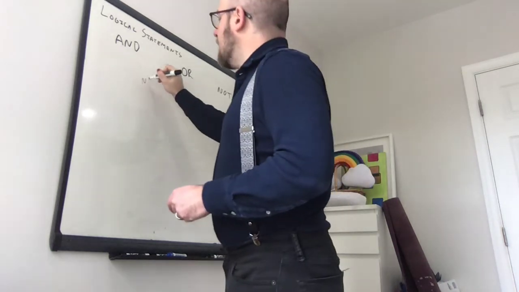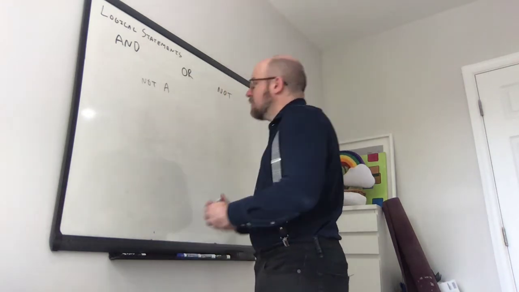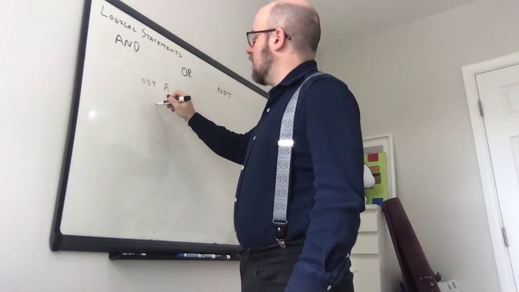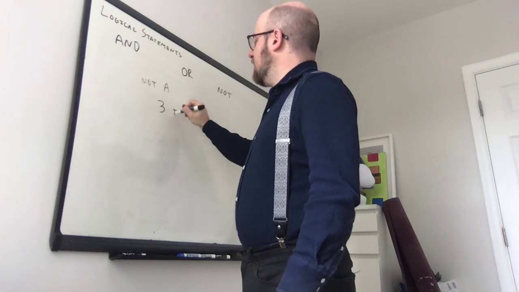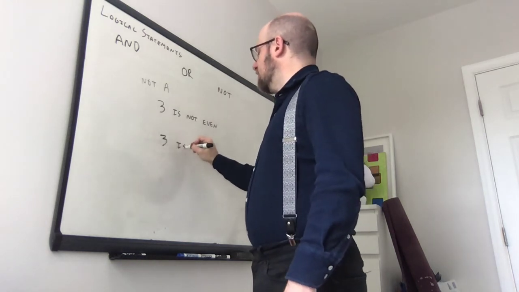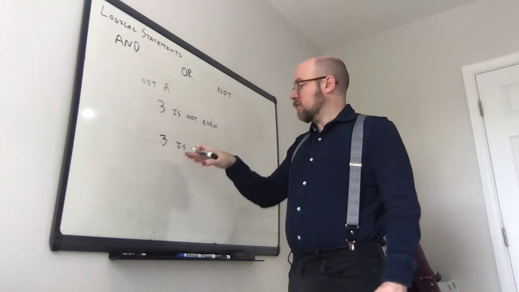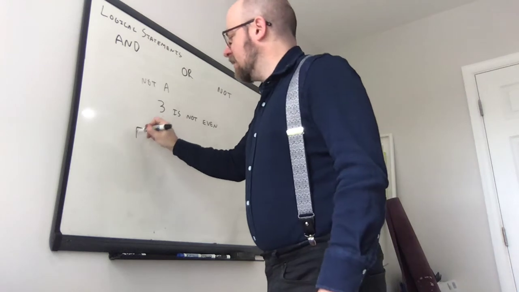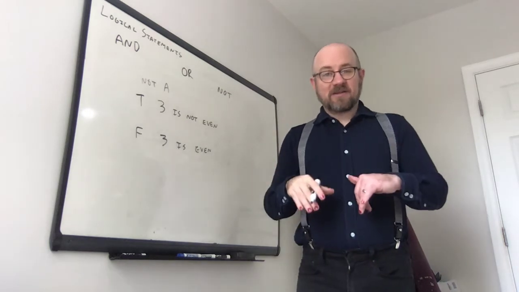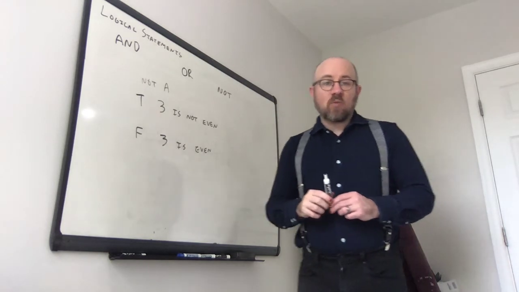So not A is always the opposite of whatever we're talking about. So if, for example, I say 3 is not even, as opposed to 3 is even. So what not does is it changes the truth value. For example, 3 is even is a false statement. 3 is not even is a true statement. It's the opposite. Okay?